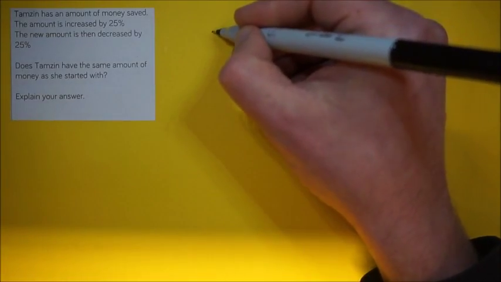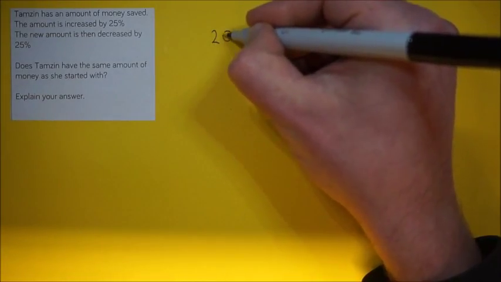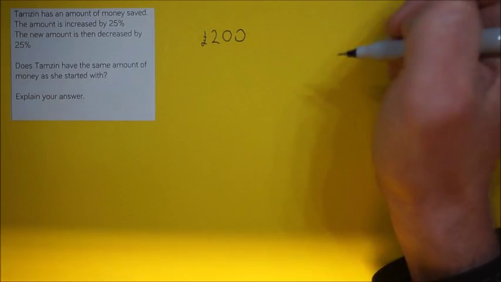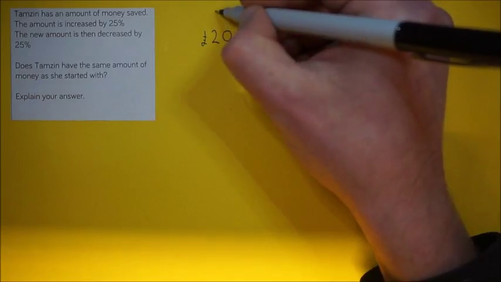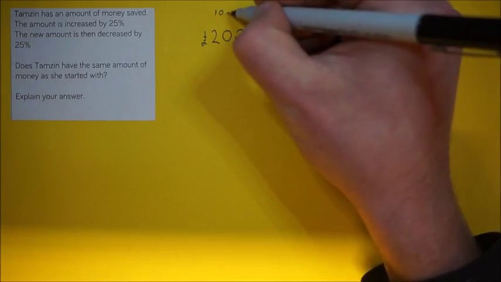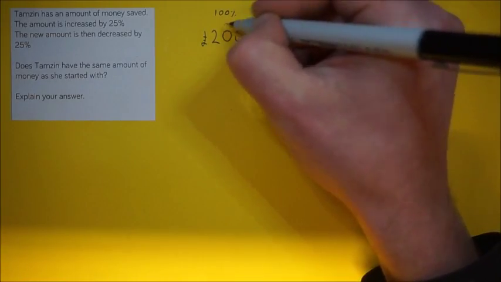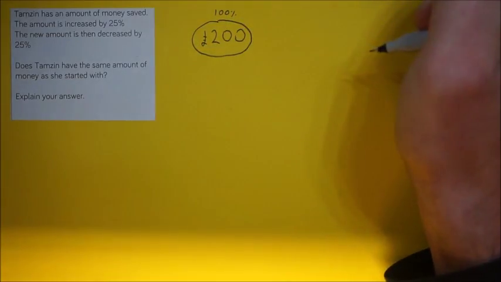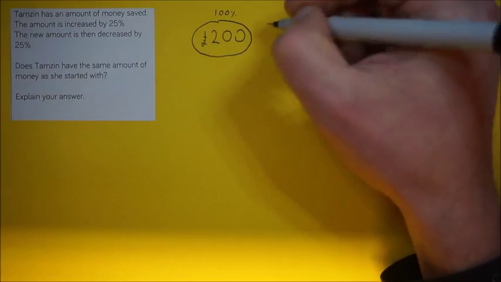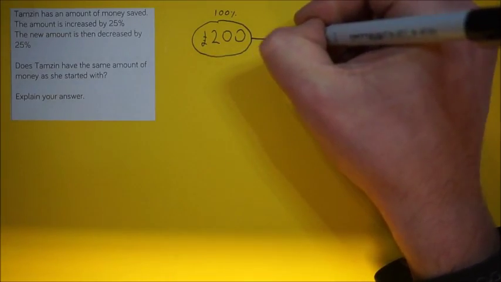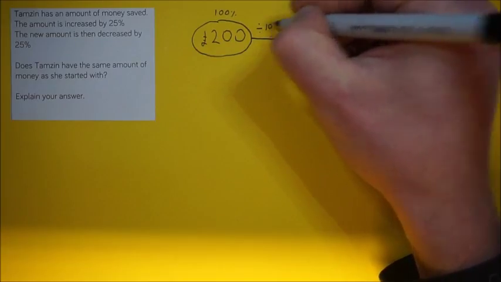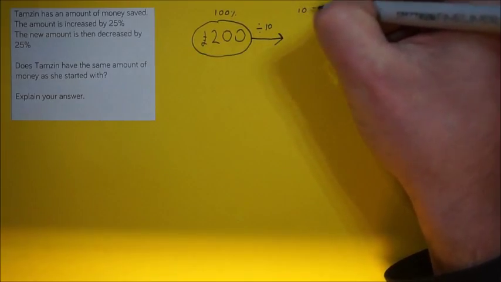So let's say she's got £200 saved up. I could pick any number, but I'm going to start with that one. That is her 100% value when we start. I want to know what 25% of that value is. So I'm going to use my bubble method, and I'm going to divide by 10 to find out what 10% is.